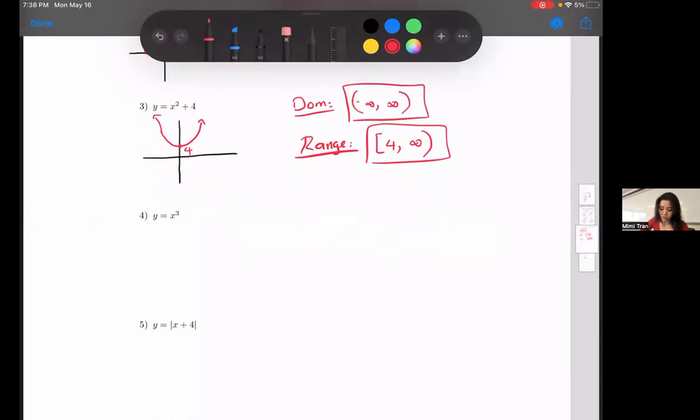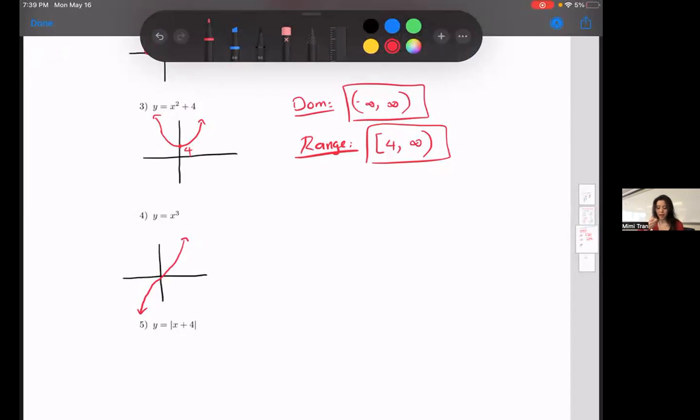Number 4, y equals x cubed. Y equals x cubed looks like this. It looks like a railroad track. So what do you think?